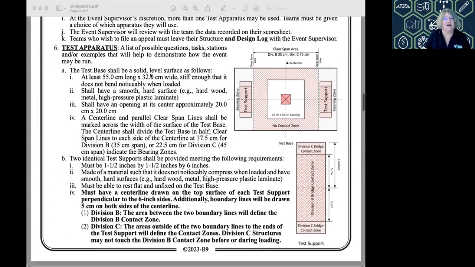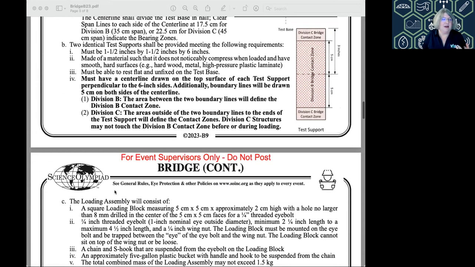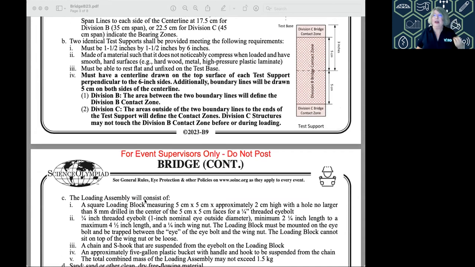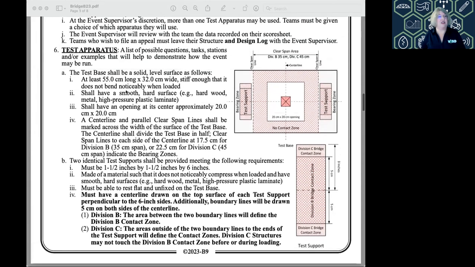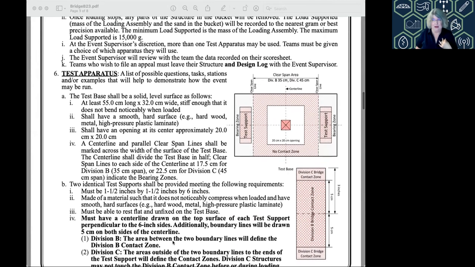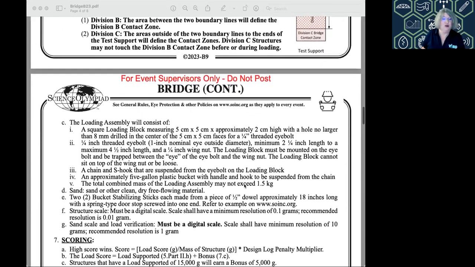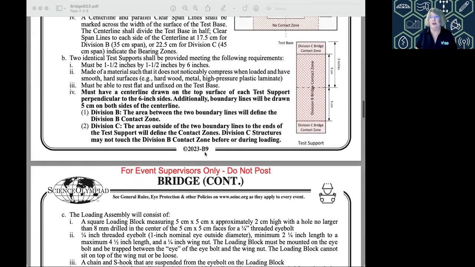And so it talks about the base, it talks about the supports, it talks about a loading assembly. Every year we have teams come with a bridge that have built a loading assembly into their bridge, not recognizing that this is all part of what the event supervisor is bringing. And because our events are in person, that is indeed the case. You don't need to bring any of this stuff.